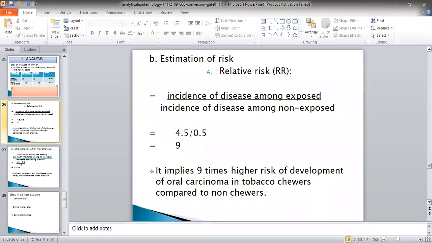इस बात को आपने याद रखना है, जितना ज्यादा relative risk होगा उतनी ही ज्यादा association होगी for that disease. ठीक है? So nine times higher risk of developing oral carcinoma in tobacco chewers compared to non-chewers. ठीक है? So how strong this tobacco chewer relative risk is closely related to the association.